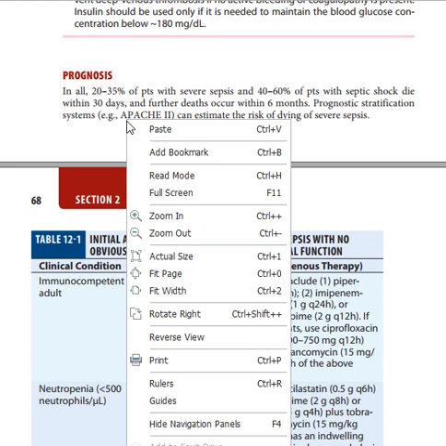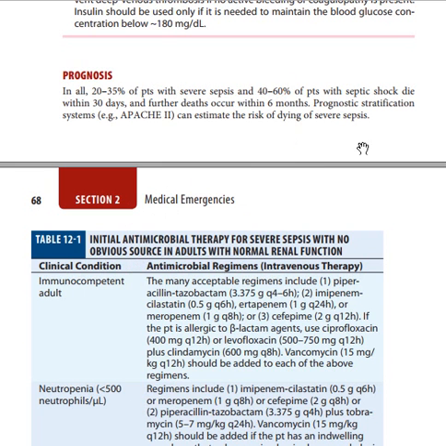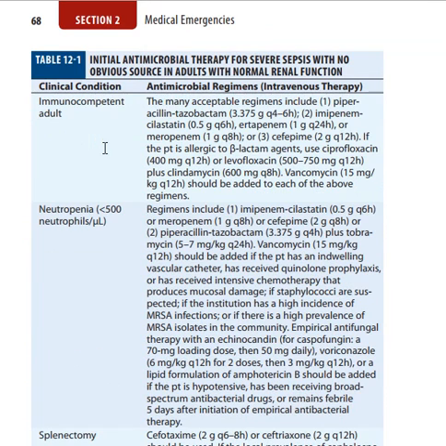Is it clear? Now, we need to know the prognostic stratification. If you want to know the prognosis of sepsis in a patient, you use the APACHE II score. The APACHE II can help you estimate the risk of dying in cases of severe sepsis.